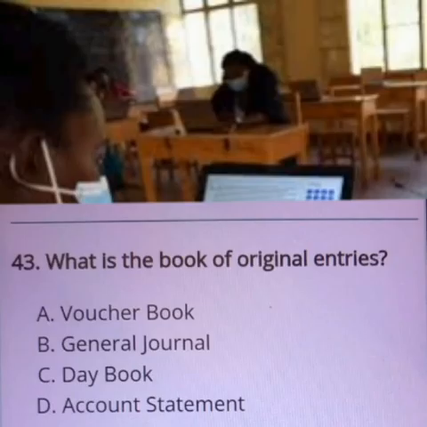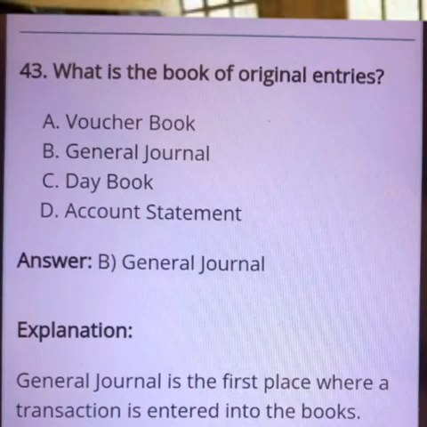Question number 43. What is the book of original entries? A. Voucher book. B. General journal. C. Day book. D. Account statement. Answer is B. General journal.